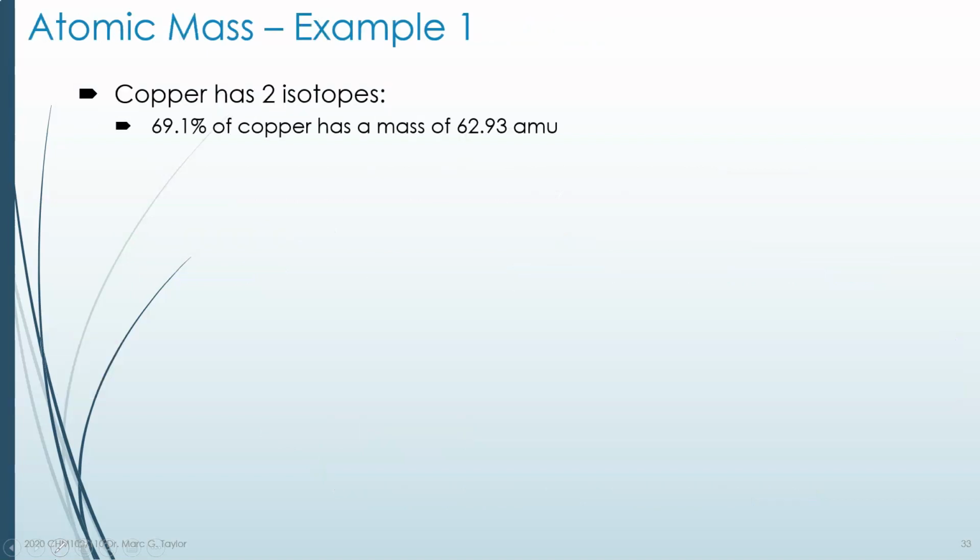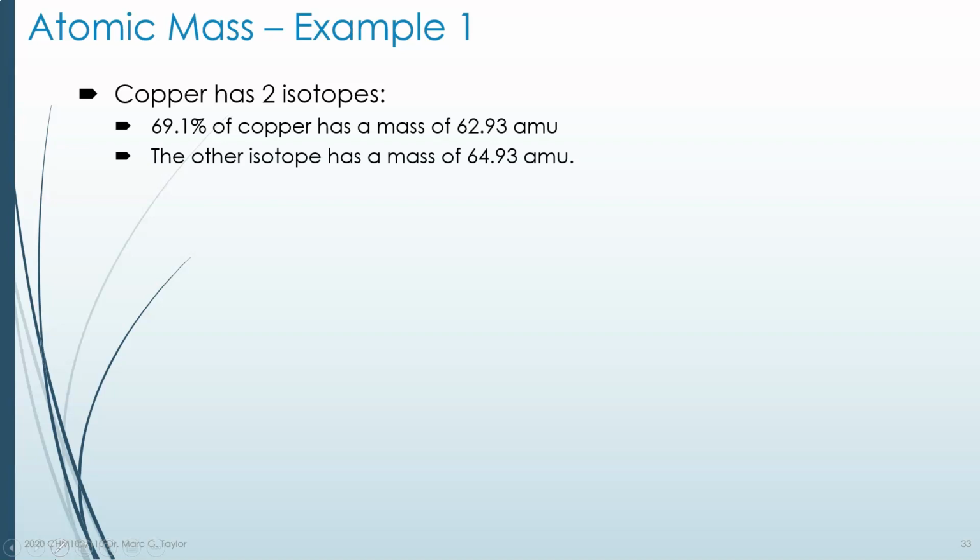So let's look at examples. Copper has two common naturally occurring isotopes. The first one, 69.1% of copper, has a mass of 62.93 atomic mass units, or Daltons. Okay, so that's your first isotope. The second isotope, the other isotope, has a mass of 64.93 AMU.